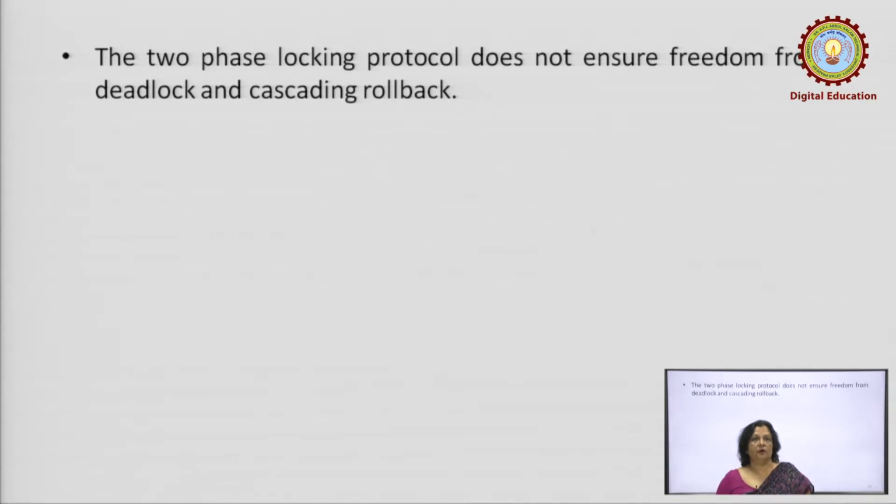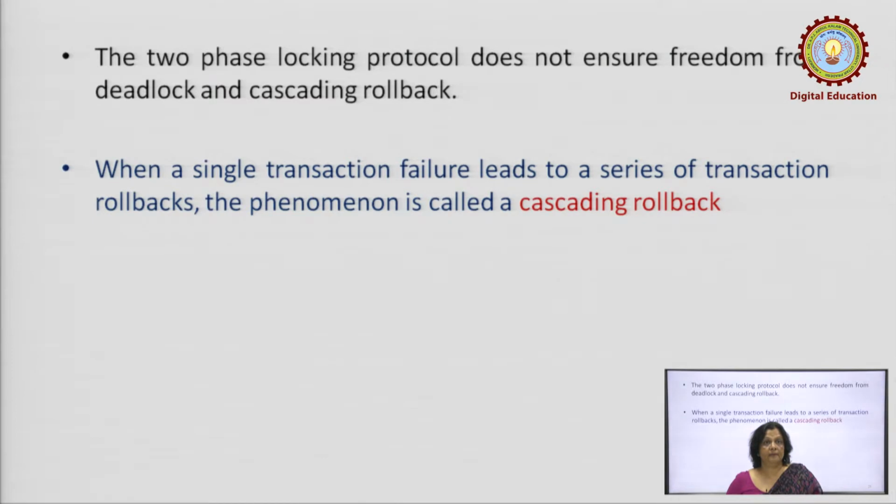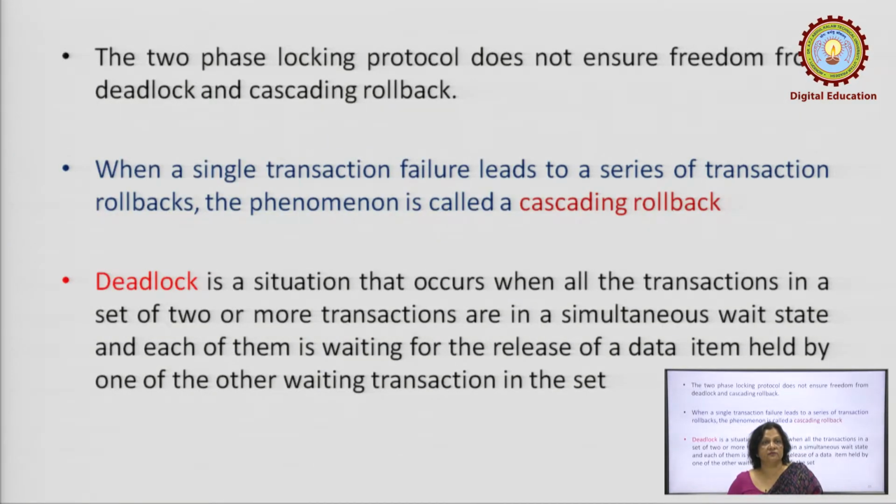So, we say that this transaction is not in two-phase. The two-phase locking protocol does not ensure freedom from deadlock and cascading rollback. Let us see how. We already know the definitions of cascading rollback and deadlock. Cascading rollback occurs when a single transaction failure leads to a series of transaction rollbacks, whereas a deadlock occurs when all the transactions involved in a schedule are waiting for some other transaction to release a data item so that they can proceed. So, what results is a deadlock when none of the transactions can proceed.